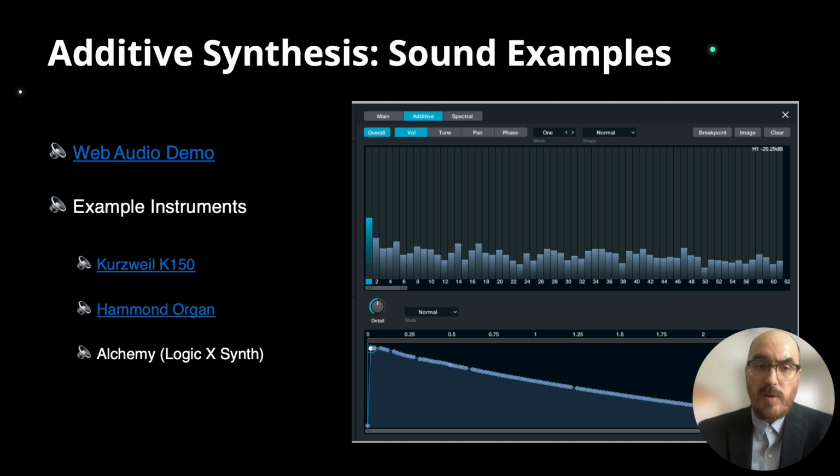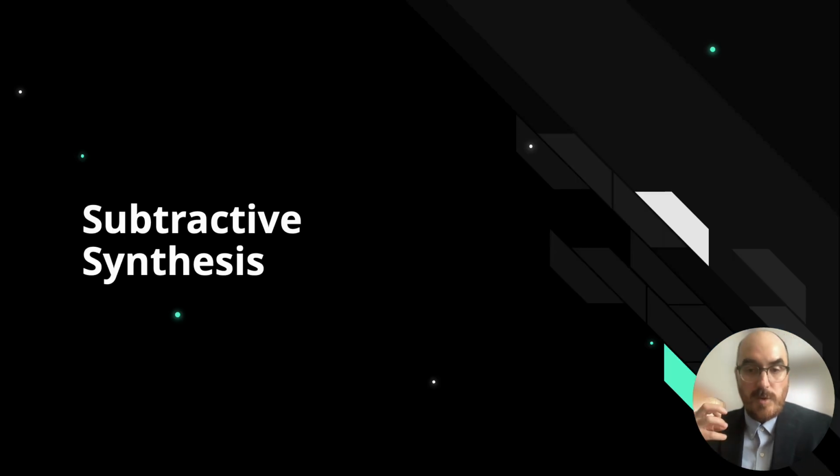I'll have these links below. There's a web audio demo, great for playing around. Here's an example in a DAW of what additive synthesis is, where you have all these harmonics and you can use these sliders to balance them out. So definitely check out those demos if you want. Pause this video, check out those demos to get a little bit hands-on. To keep things moving, we're just going to go through each of these as an overview. Definitely get hands-on with synthesis. It's the best way to understand it. It can seem very abstract unless you're playing around with it.